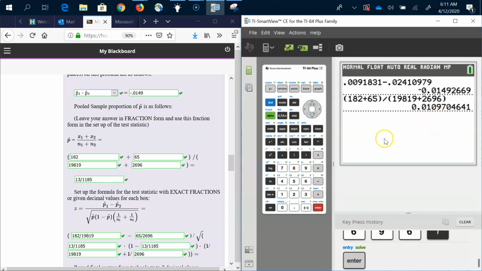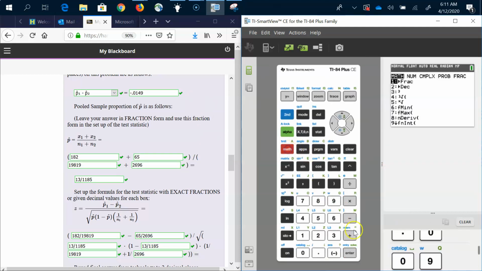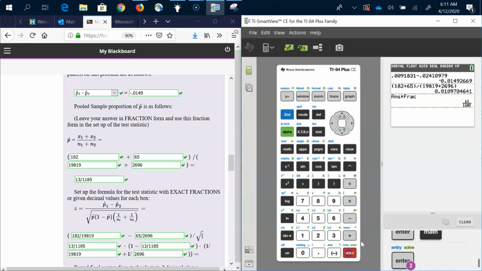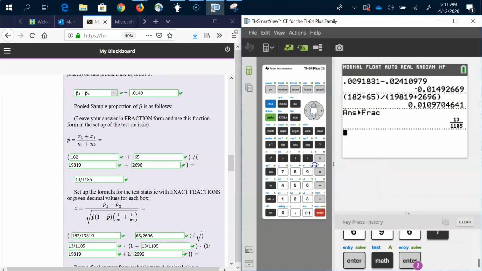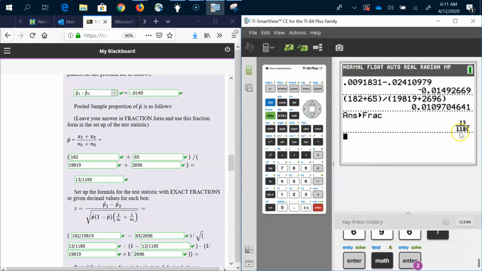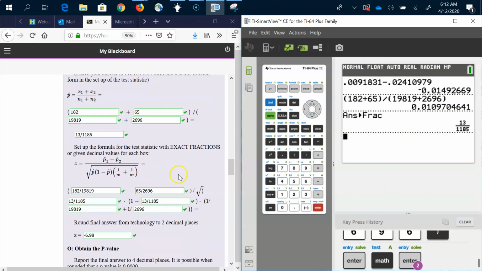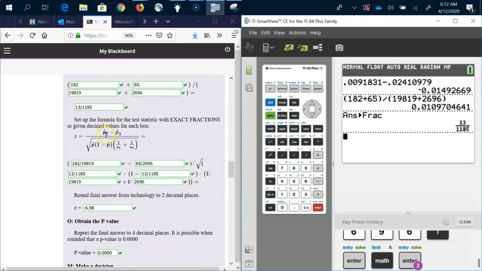Hitting enter, I get a decimal, but if I hit math and then enter, it will reduce that to a fraction of 13/11/85. And that's how I arrived at that. So P1 hat minus P2 hat, that was the negative 0.0149. The P hat we just computed as 13 divided by 11/85.